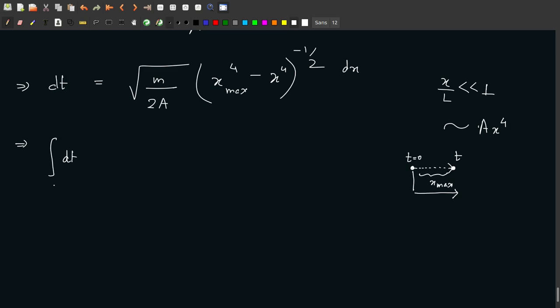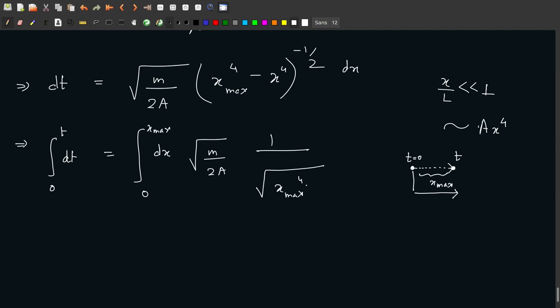So the integration limits are from dt equals 0 to t, and obviously the integration limits of dx are from 0 to x max. And what is the integrand? It is equal to this particular thing, x max to the power 4 minus x to the power 4. Okay.